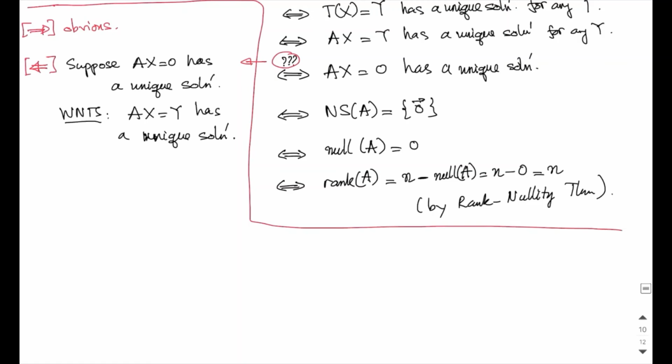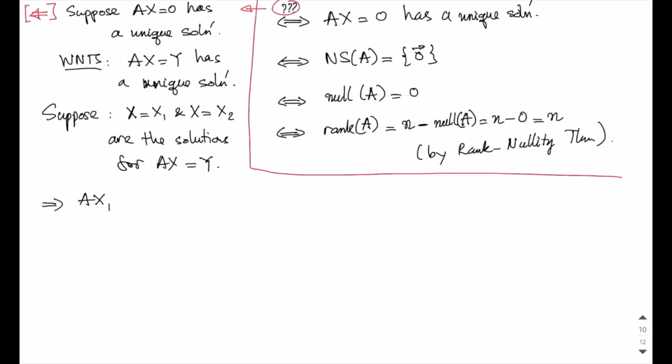Well, in order to prove the uniqueness, we have been doing this for quite several times. We start with two things, and we will prove that the two are the same. So let's suppose that x1 and x2 are the solutions for Ax equals y.